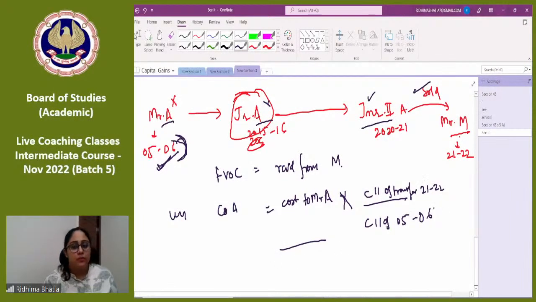Simple. Now, students, there are multiple judgments which said that CII should be taken for the period when the asset is first held by the assessee. But there's a case of Manjula J. Shah of Mumbai Court where they say CII would be of the year when the asset was acquired by the previous owner. So you will always take the CII of the year when the asset was acquired by the previous owner. Okay? Any doubt?